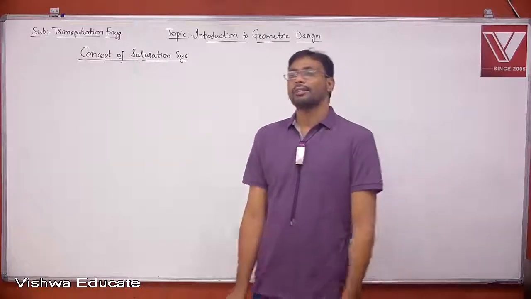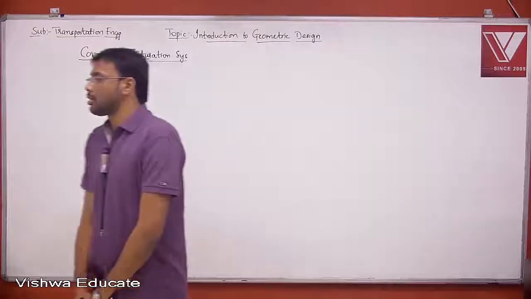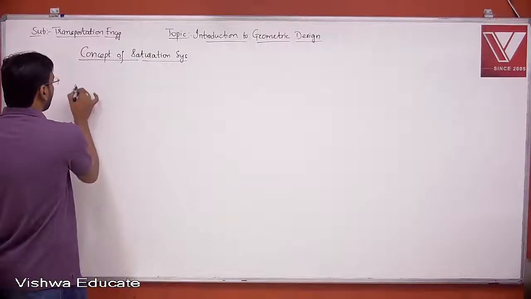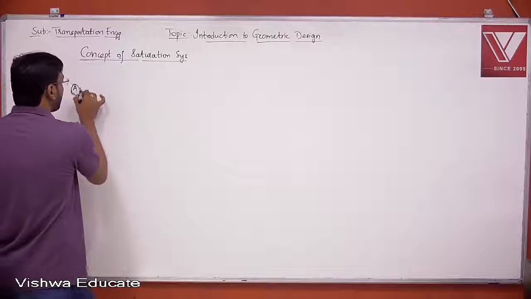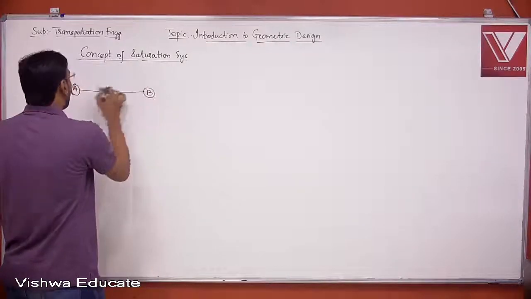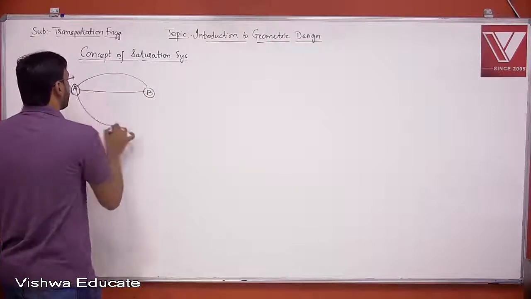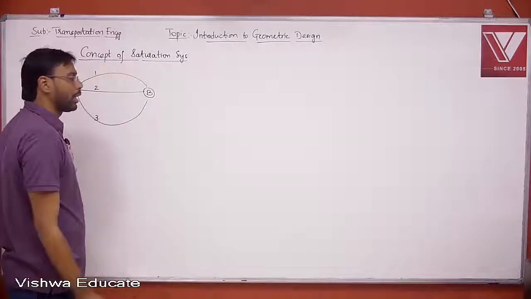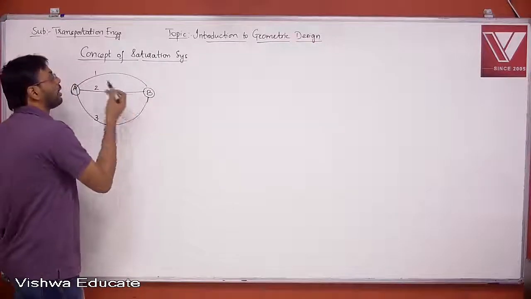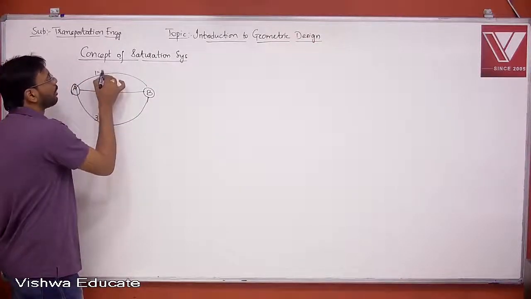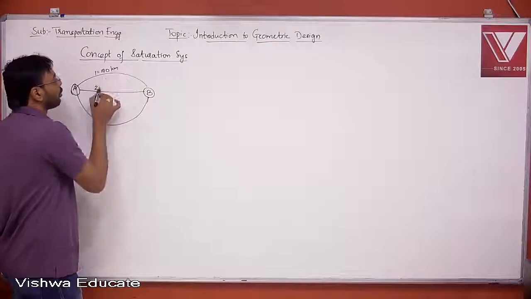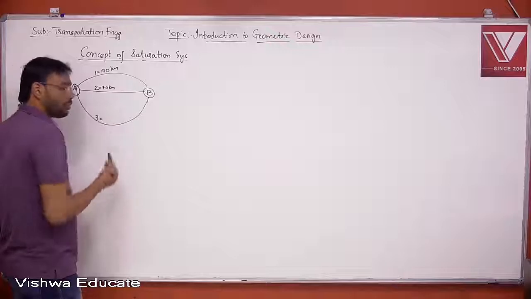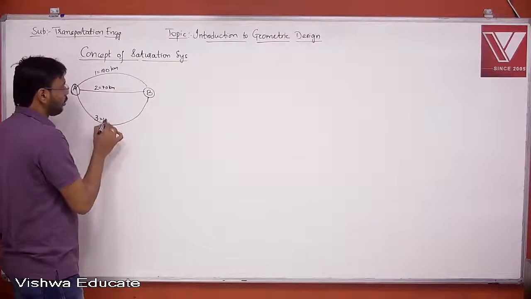So, as I already discussed in the last session, there might be a number of routes possible from A to B, and for example, let us say there are three routes here: route number 1, route number 2, and route number 3. Say route number 1 is 100 kilometers, route number 2 is 70 kilometers, and route number 3 is 120 kilometers.